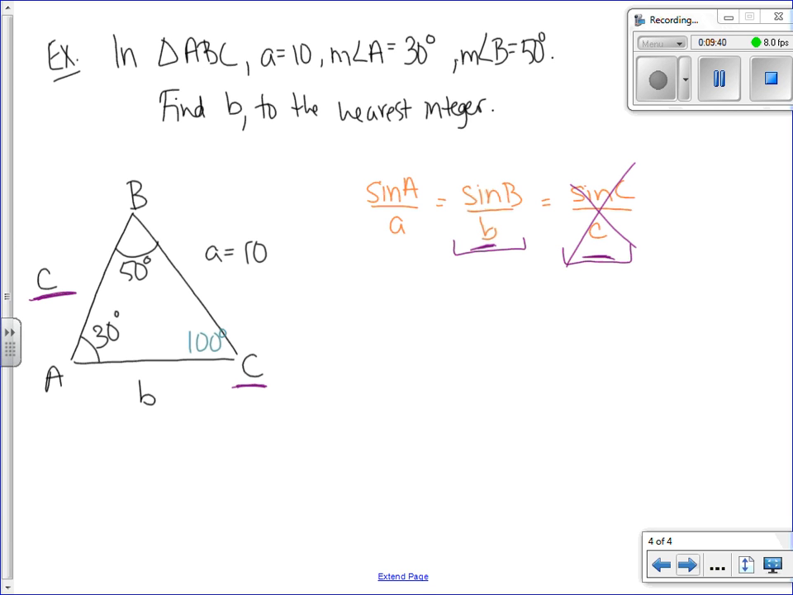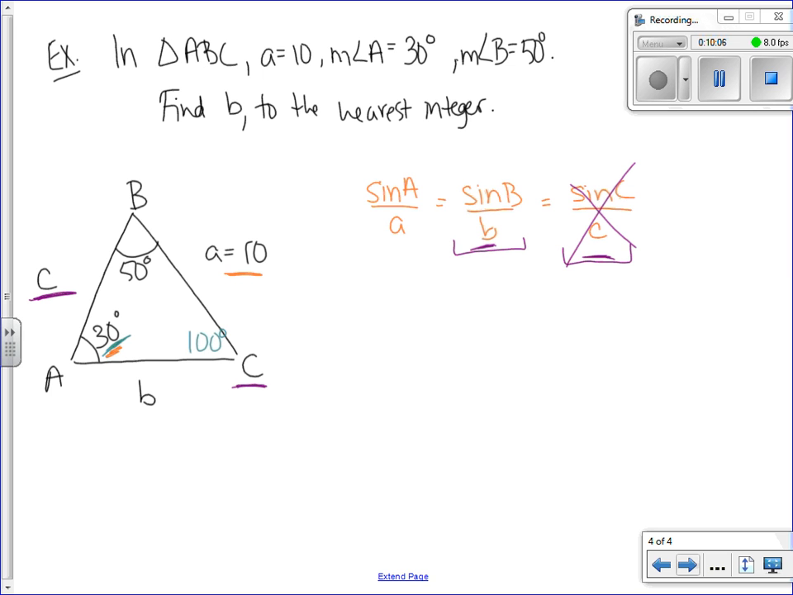If I look over at A, I know my angle A, and I also know side a. So I can fill in both things for that fraction. So that's definitely what I want to use. Okay, so you have to actually do a little bit of thinking to figure out which two pieces of the law of sines you need. So now we can just fill some stuff in.